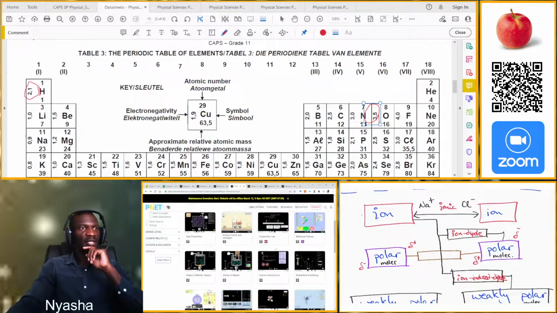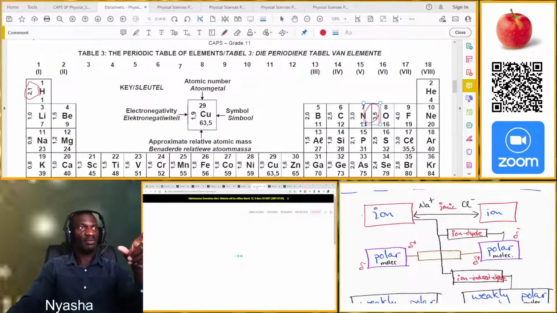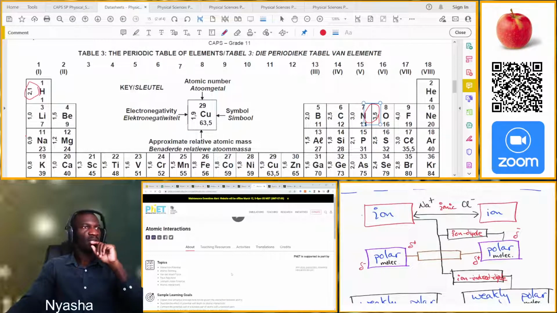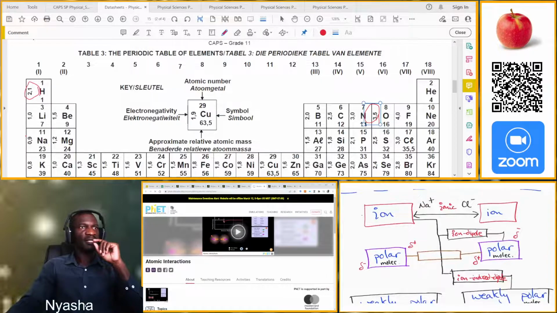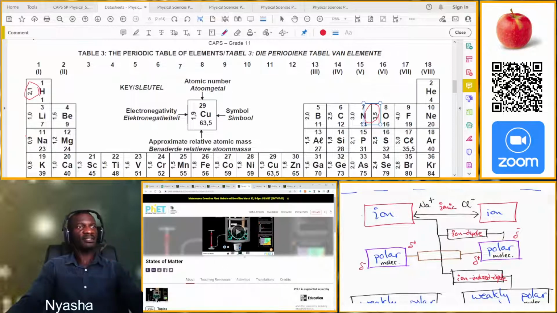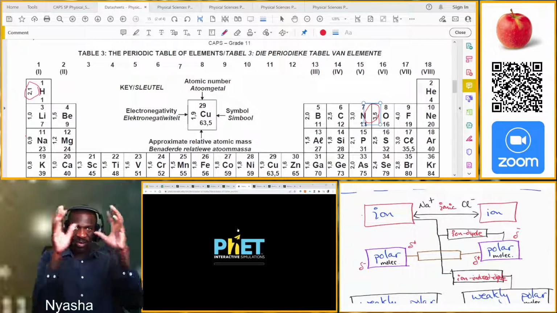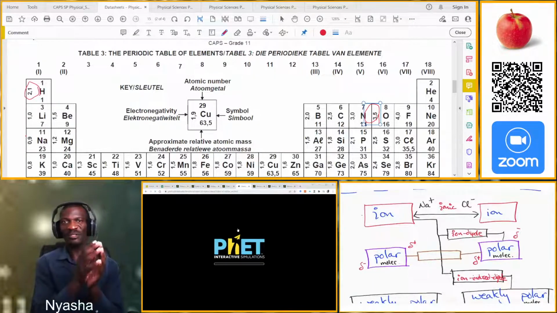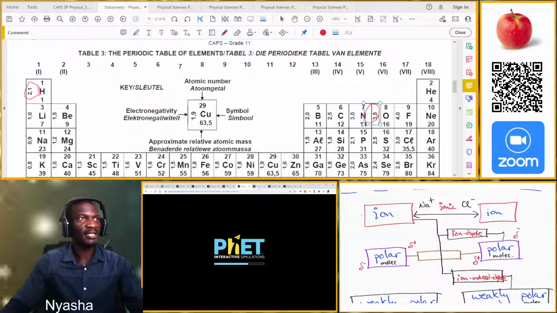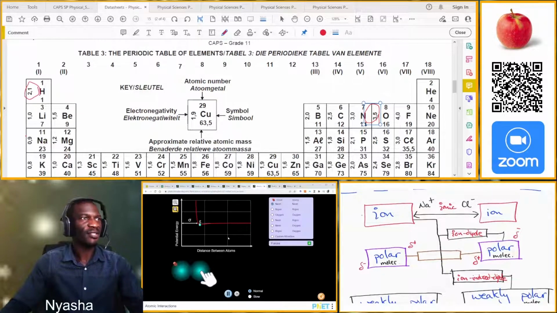Right, there's atomic interactions. There we go. I think this one could actually be helpful for your question on bonds. Atomic interactions is coming up, but the state of matter simulation had the water molecule. So I just want you to observe the way the water molecules are arranged. This can actually give you some insight. This is good.